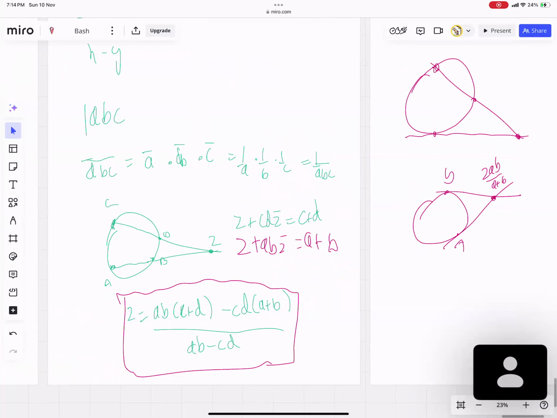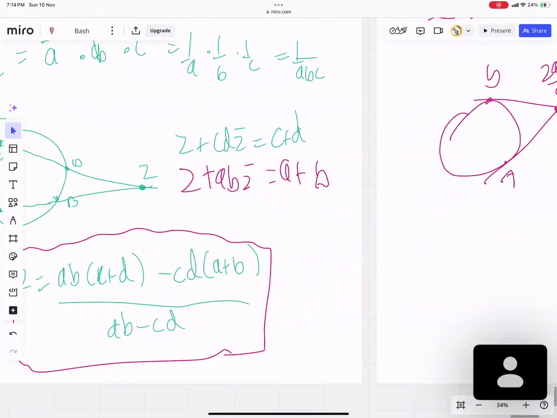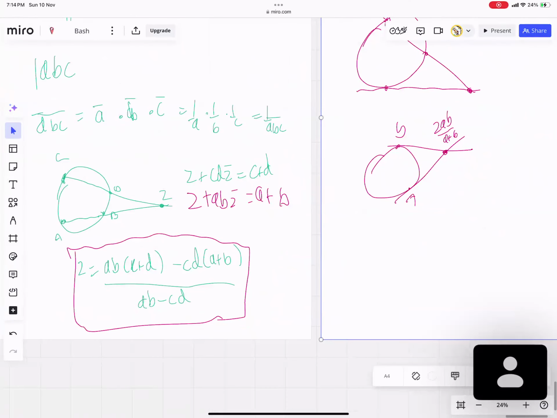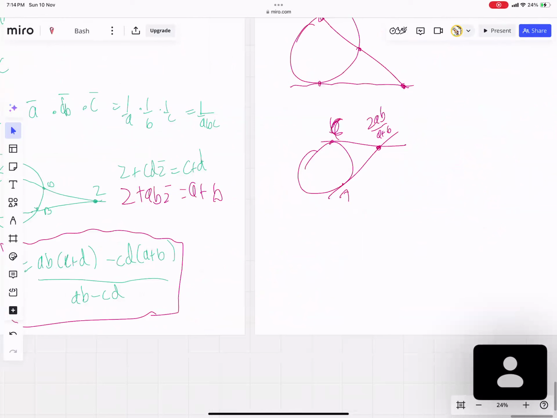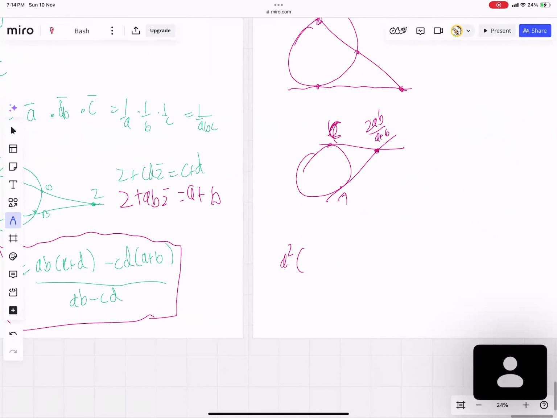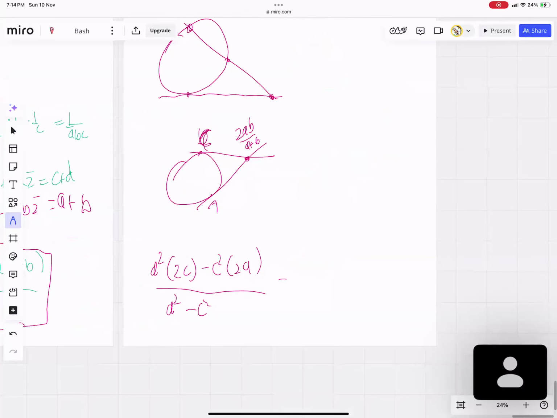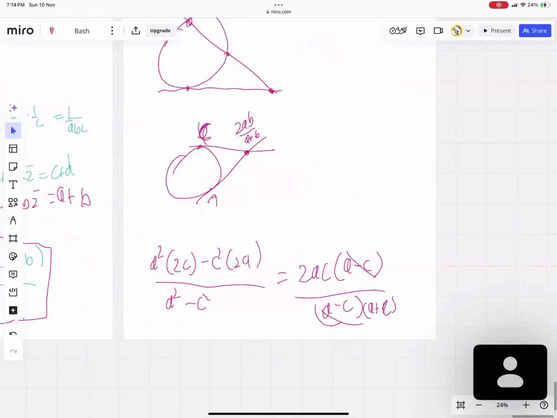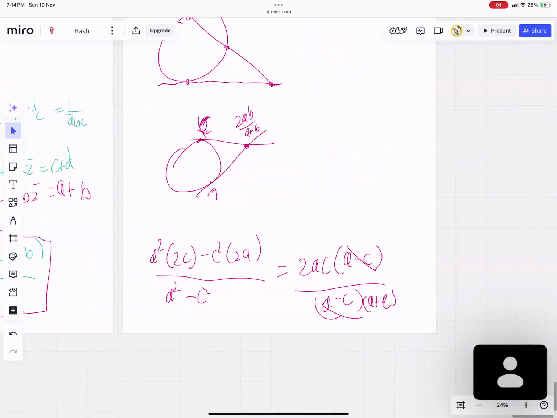Actually, I'll show the calculation on why this becomes the case. So I'll replace this with C. So it becomes (A squared times 2C minus C squared times 2A) by (A squared minus C squared), which is equal to 2AC times (A minus C) by (A minus C) times (A plus C). And the A minus C's cancel out. All good?